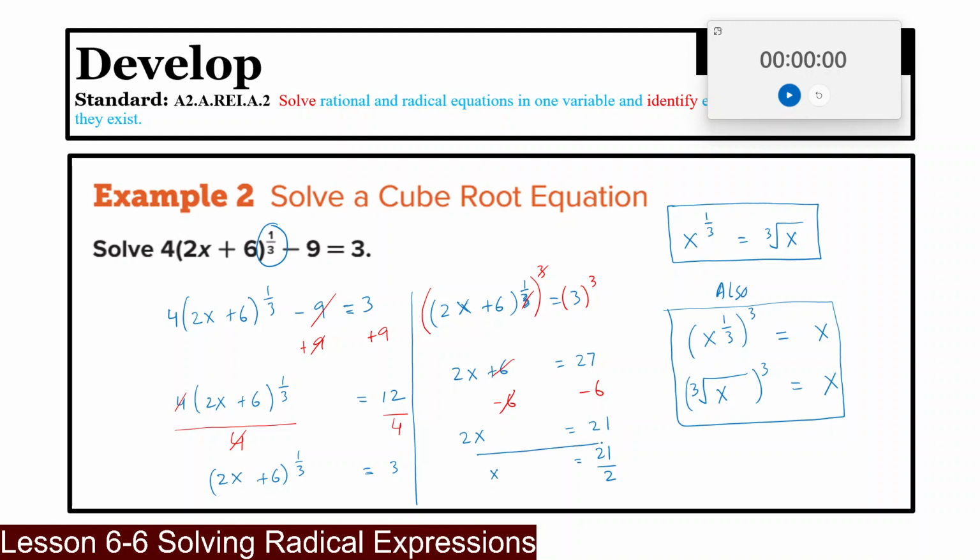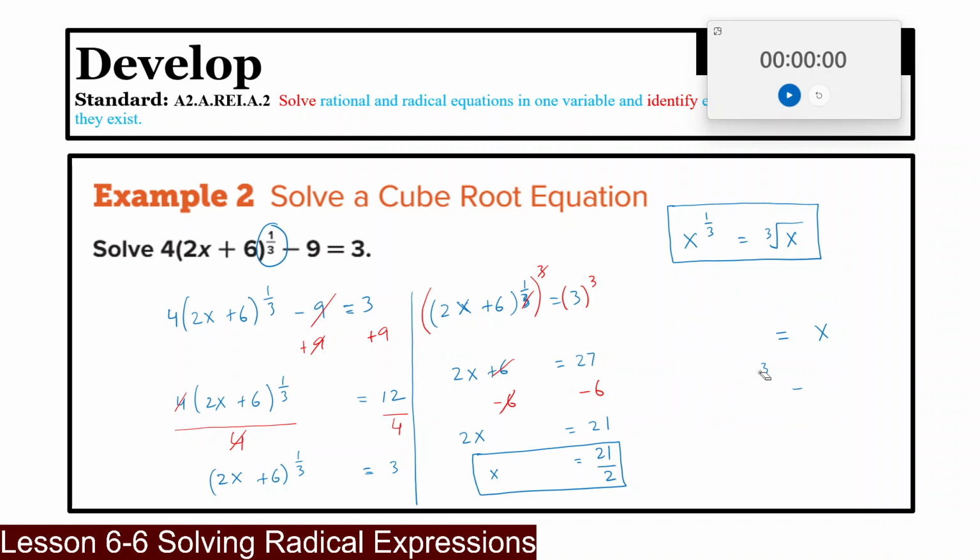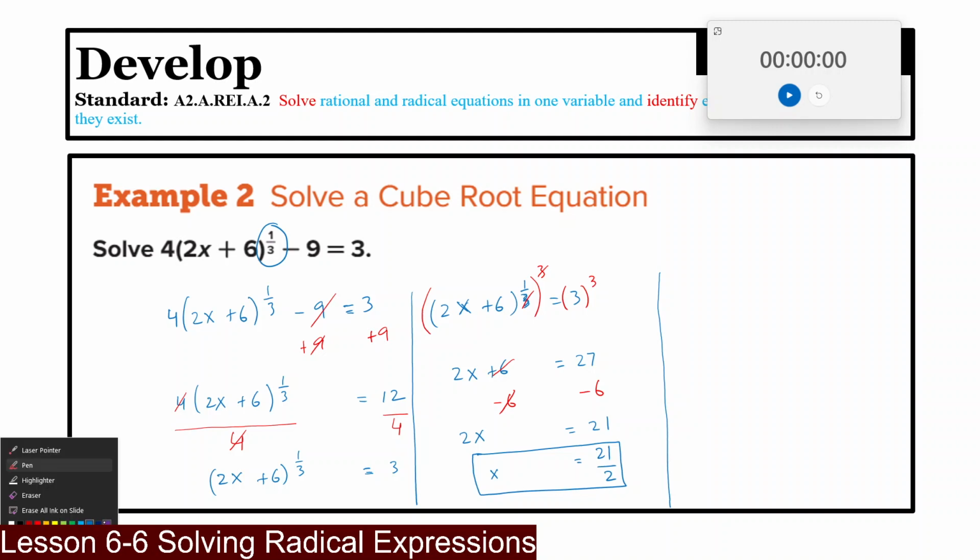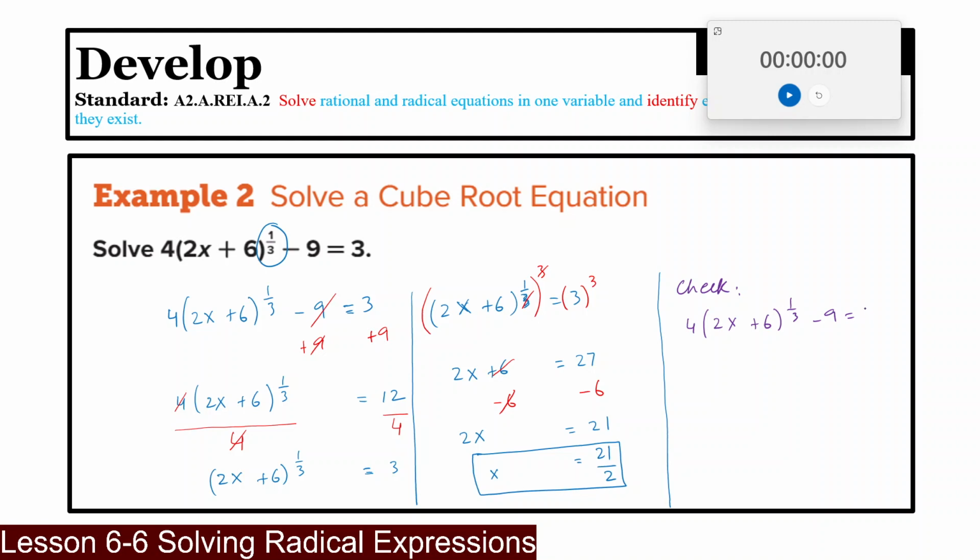So I feel that my answer is 21 over 2. Let's do a quick check. See if that actually is correct. All right. Always check your work. I'm going to do a quick check right here. My original equation was, oh, I didn't have this. So my original equation was 4 times 2x plus 6 raised to 1/3 minus 9 equals 3.